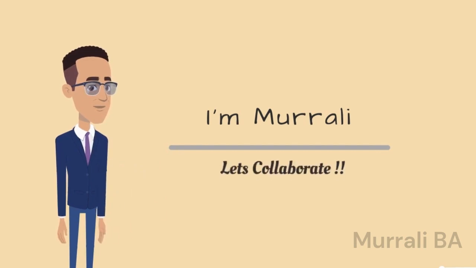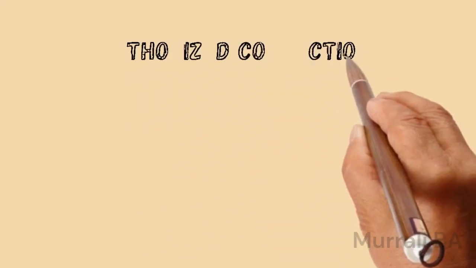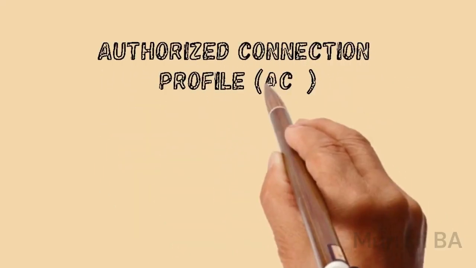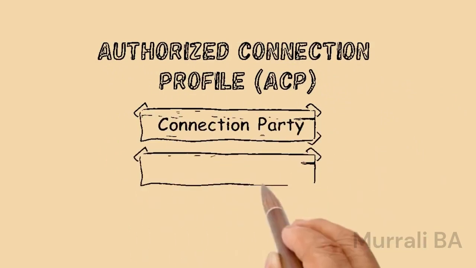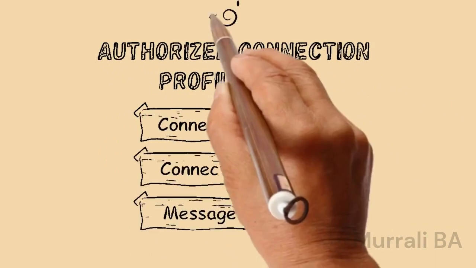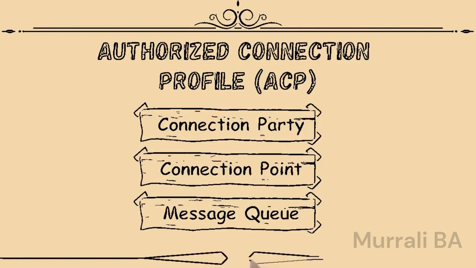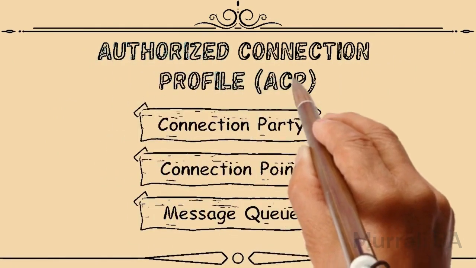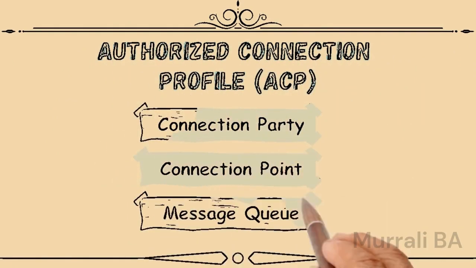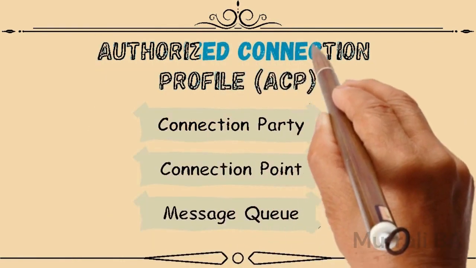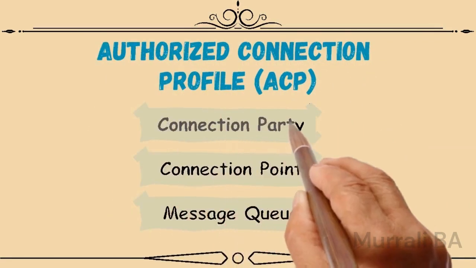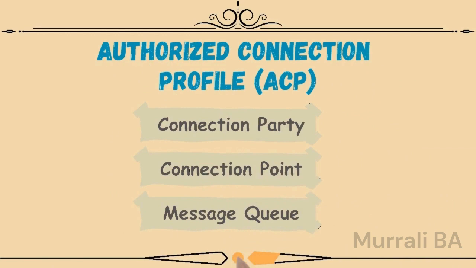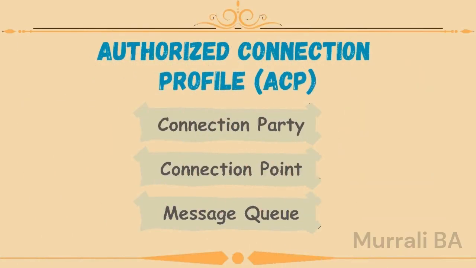So, let's collaborate. In the previous video, we have explored ACP. Based on that, we understood ACP is a place where technical connectivity to the FedNow service is maintained. It is done using three components called connection party, connection point, and message queue. Let's explore the working of these components in this video.